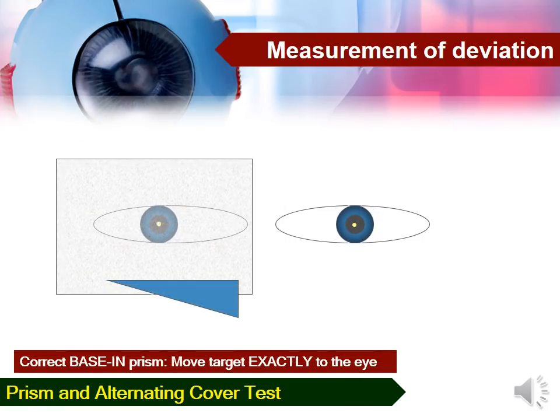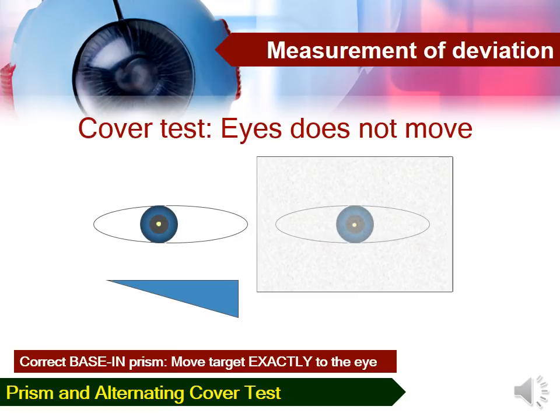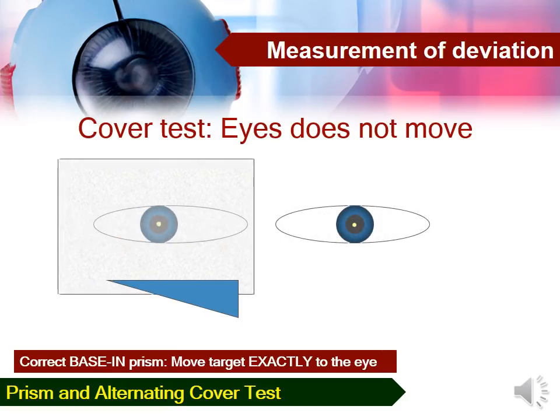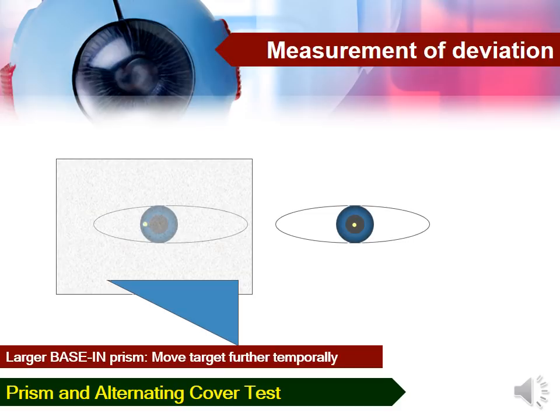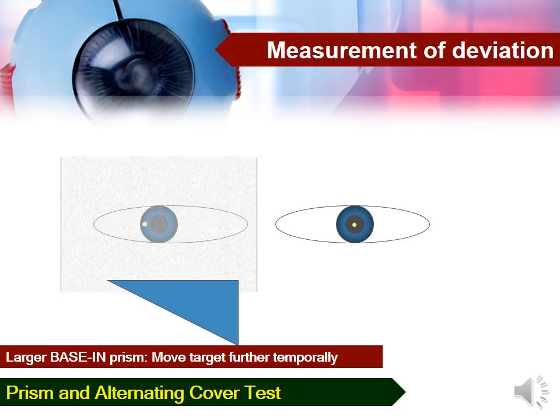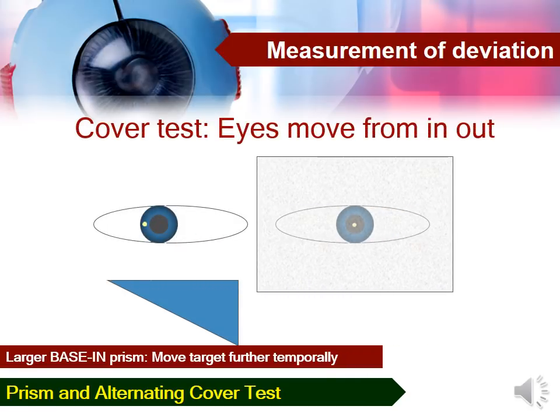The correct prism power will shift the image exactly to the center of the fovea. Now when we do the alternating cover test, the eye does not move. If we further increase the prism power, the prism will shift the image further temporally. Now when we do the alternating cover test, the eye will move from in to out.